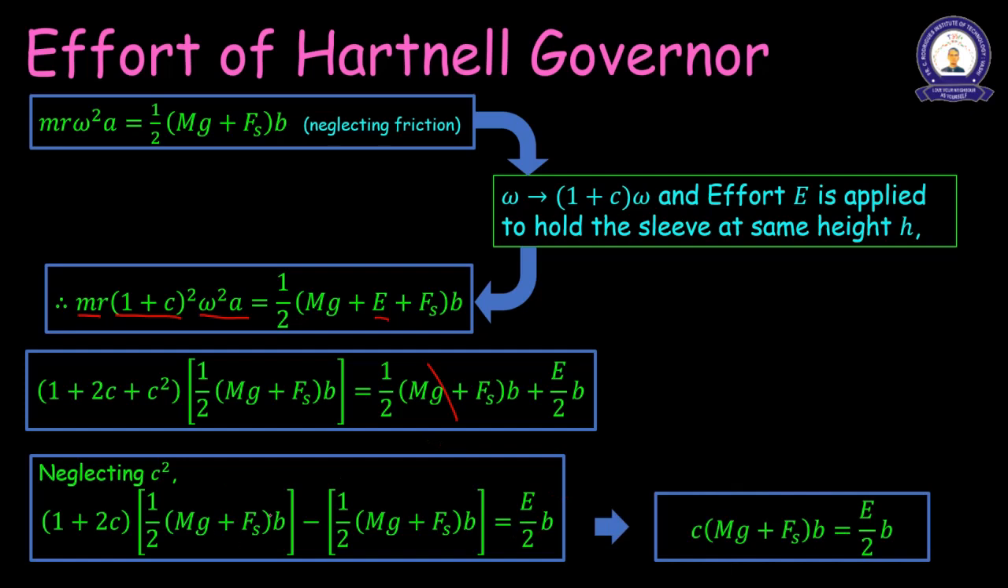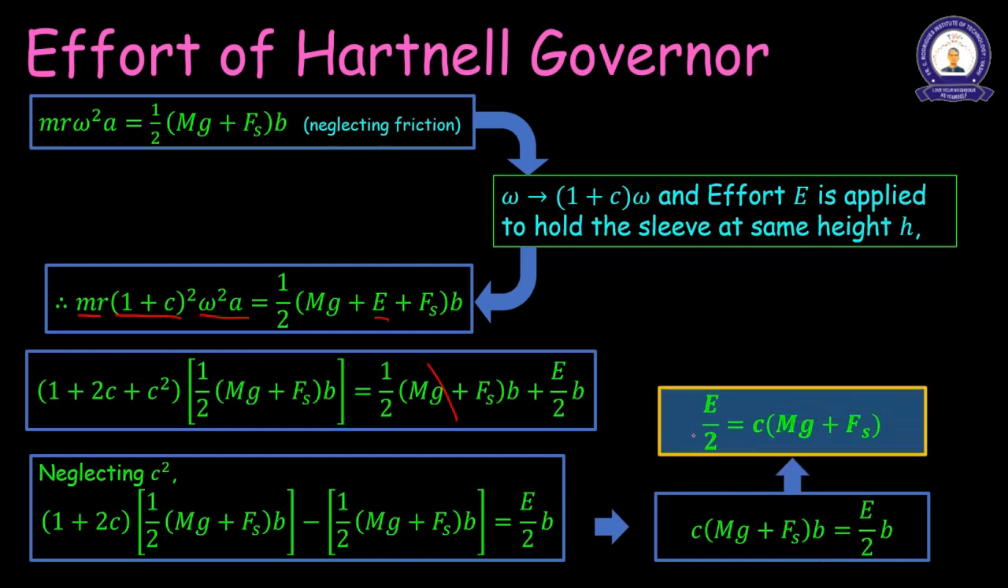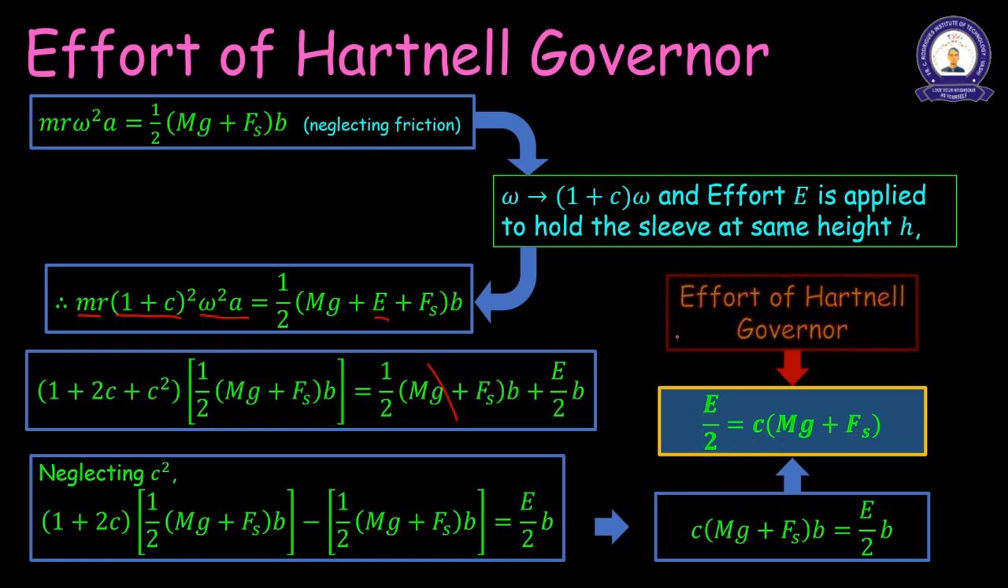If I take this whole bracket common, I will get 1 plus 2C minus 1, that is equal to simply 2C, and 2 will get cancelled. I will get C into mg plus Fs into B is equal to E by 2 into B. Next I can cancel B from both the sides and I can get the equation for the effort as E by 2 is equal to C into mg plus Fs. So this is the equation for effort of Hartnell governor.